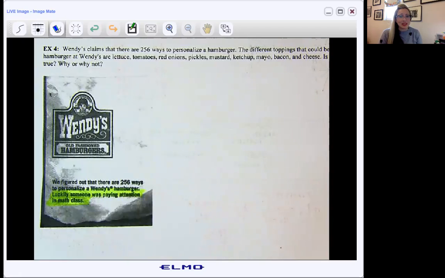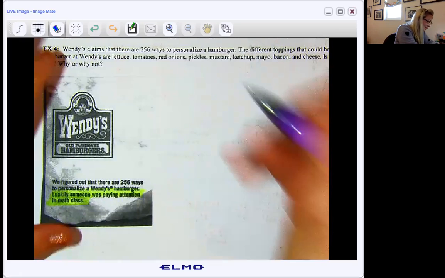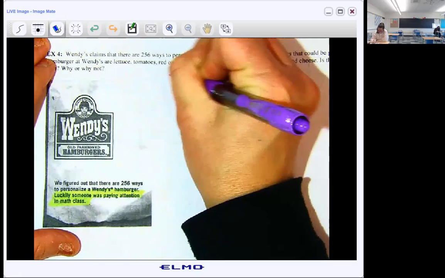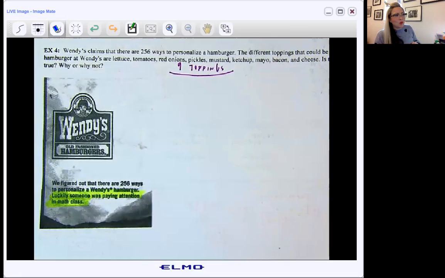Wendy's claims that there are 256 ways to personalize a hamburger. The different toppings that can be put on a hamburger at Wendy's are lettuce, tomatoes, red onions, pickles, mustard, ketchup, mayo, bacon, and cheese. So it's saying, okay, there are 9 toppings. Is this claim true? Why or why not? So I've already told you that it got shut down and hard. There were a lot of people who were like, actually, excuse me, I was paying attention in math class, and Wendy's, you're wrong. So let's show them why they're wrong.